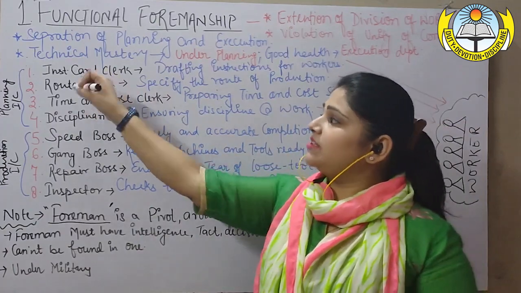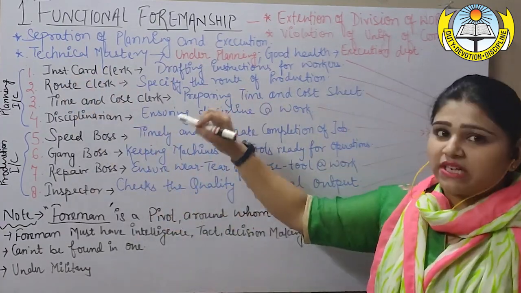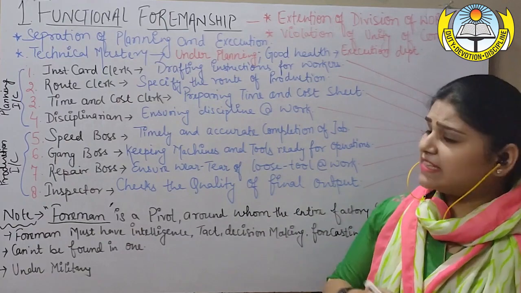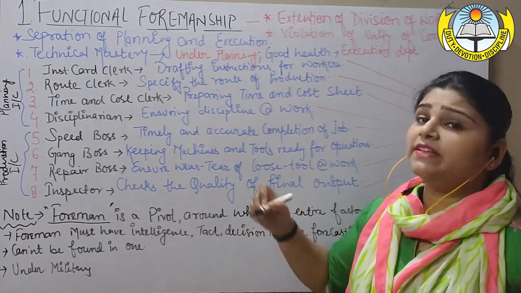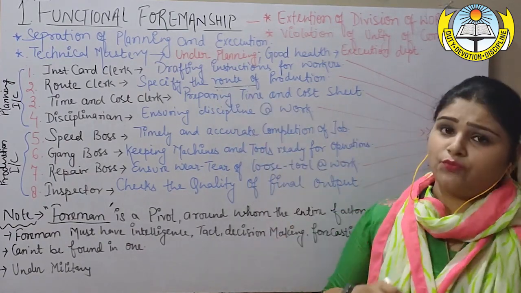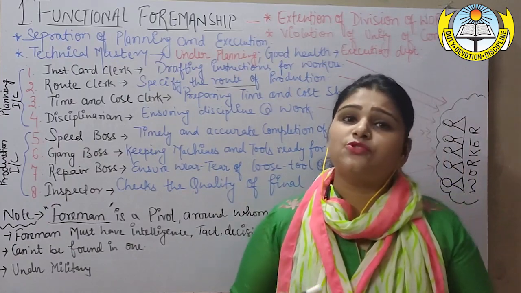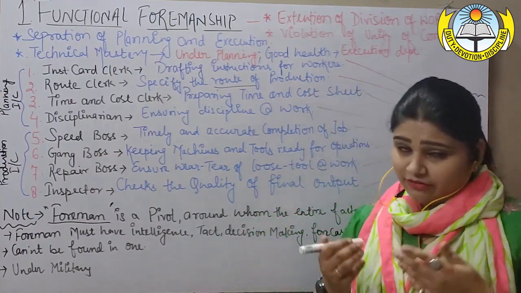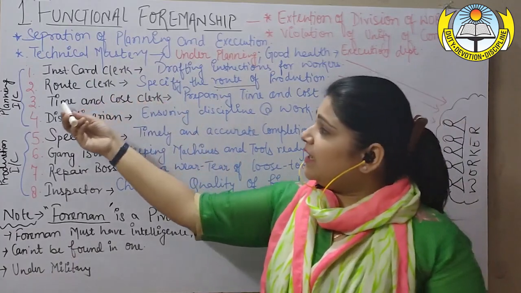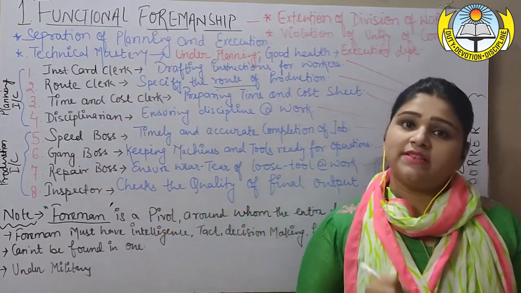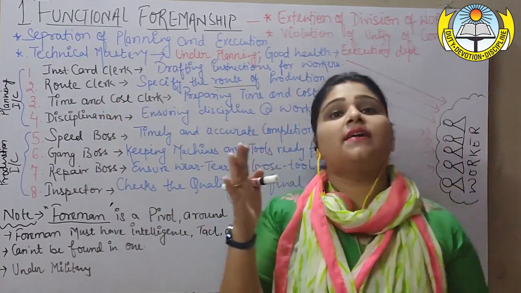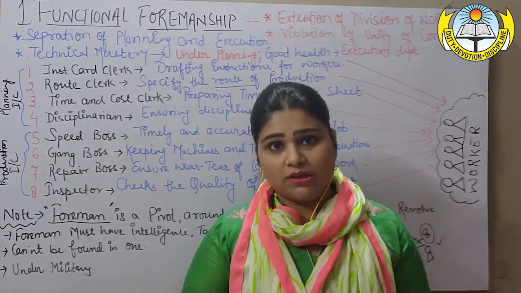The second person, that is route clerk, is drafting or will specify the routes. What will be the route of a particular production? What will be the steps to be followed, which step after which other step? Time and cost clerk. Yes, we know that under management, efficiency and effectiveness is of most importance.